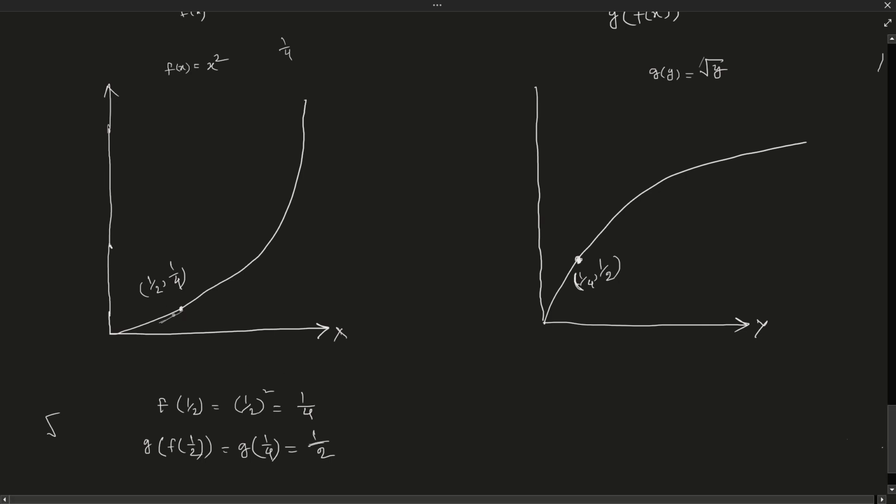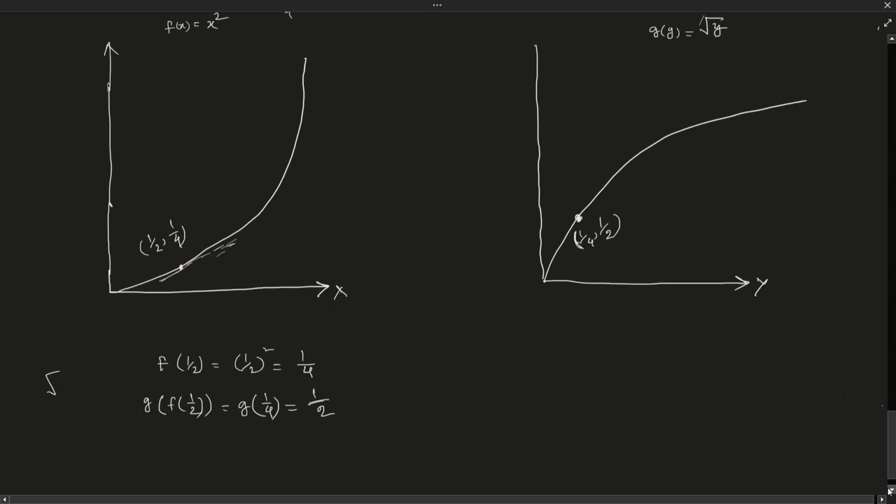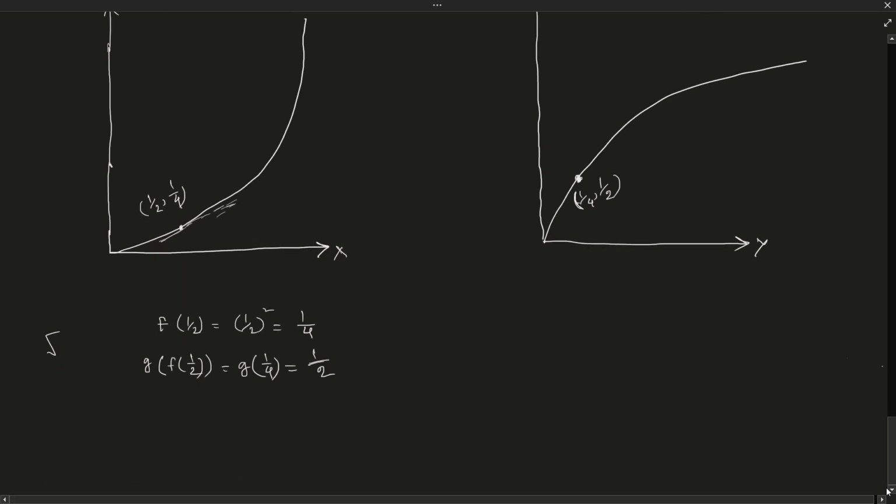So this is our slope of the tangent, suppose. Okay. But first, if we take a point like 1 comma 1, so f of 1 will be 1 and g of f of 1 will be also 1. So it will be like 1 comma 1. So এখানেও the point will be same, 1 comma 1.